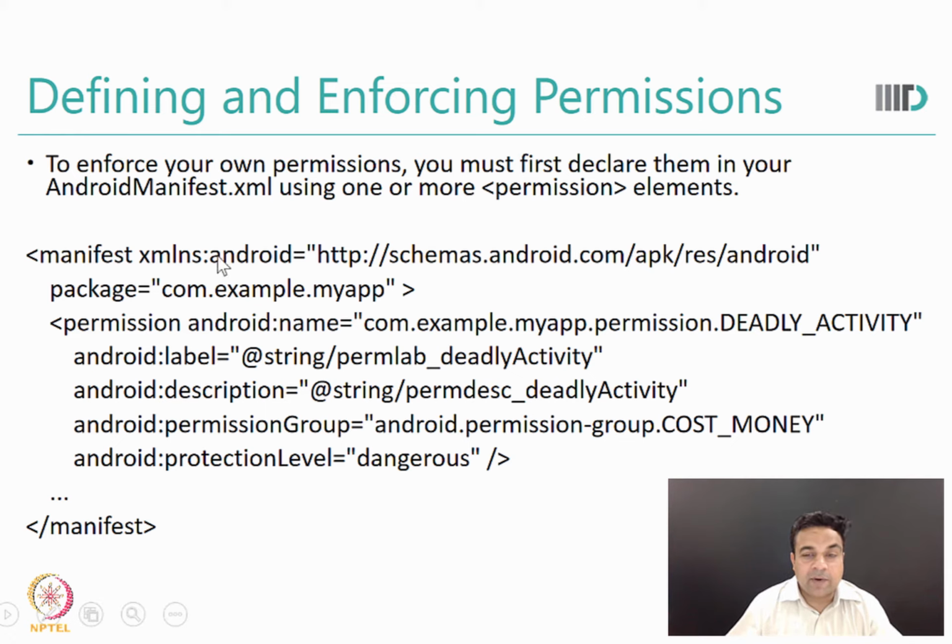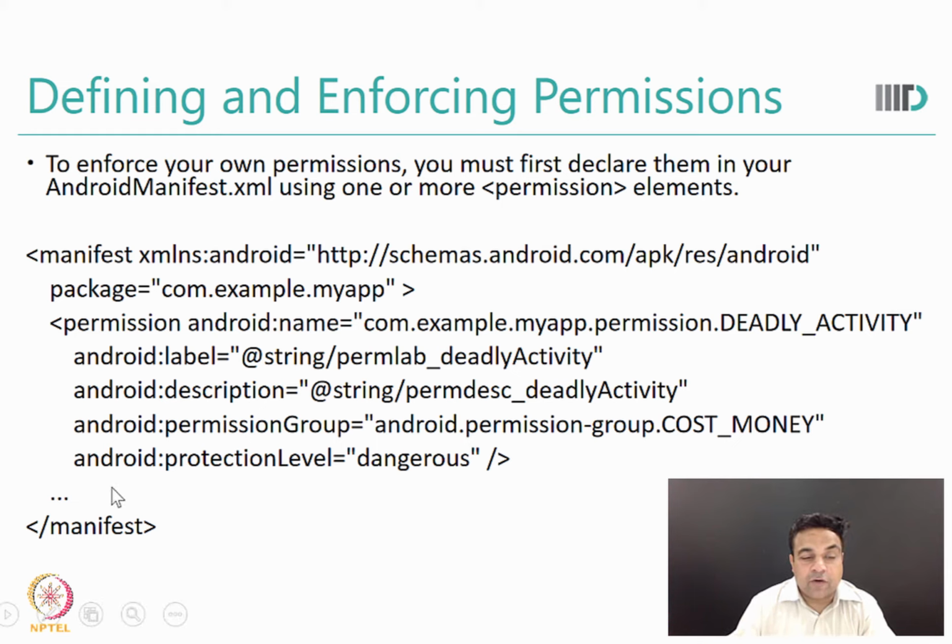So in the given example, I have an activity called deadly activity, and I want to say that this is a dangerous permission. That is, the user must explicitly grant permission to do the work using this deadly activity. In this case, I write a few attributes, name.